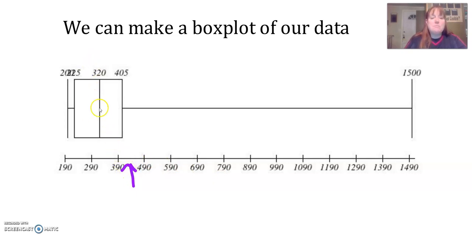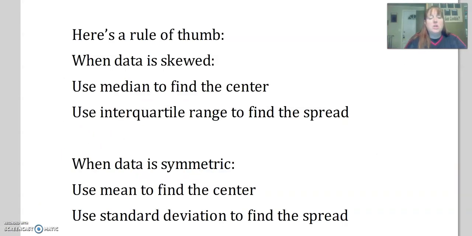We're going to use the median instead because it tells us much more. If I said the average person spends about $320 on food every 2 weeks, that actually makes a lot more sense because 50% of the people I surveyed spend less and 50% of the people I surveyed spend more. So our rule of thumb is when data is skewed, we want to use the median to find the center. And when we're using the median to find the center, we always use the interquartile range to find the spread. So those two always go together. Median and interquartile range always go together.